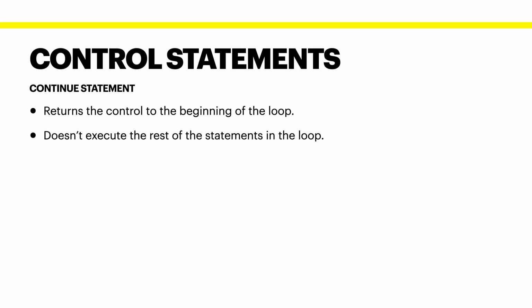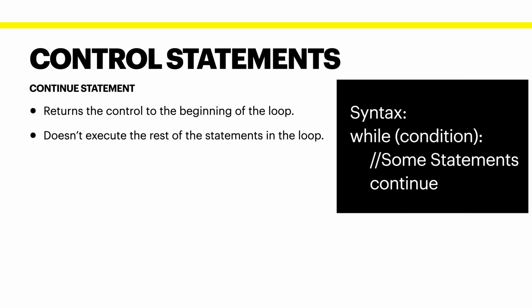Continue statements are very simple and easy to understand. The basic logic behind the continue statement is that it returns the control to the beginning of the loop. Whenever the control reaches the continue statement, the remaining code of the loop is not executed and the control returns to the beginning of the loop and the next iteration begins. Its syntax is very simple. You can simply use the keyword continue to implement a continue statement in your code.